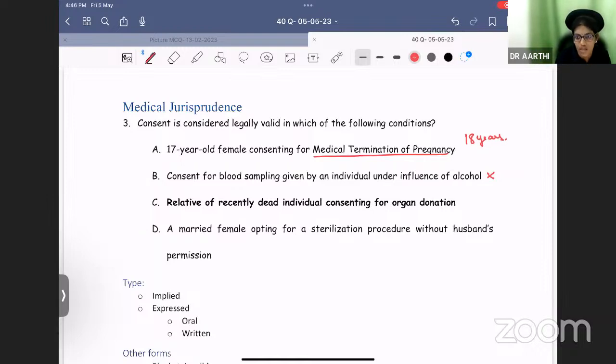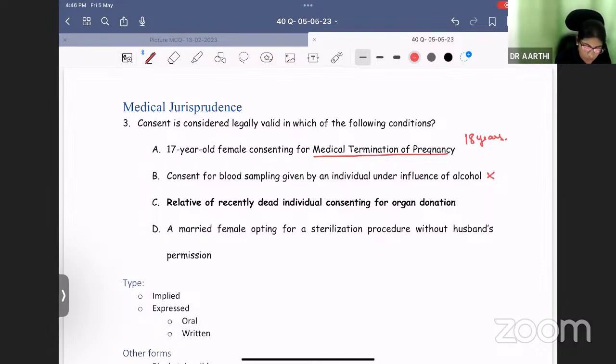Yes. So for organ donation alone, after death, it does not matter what the deceased has said. It's the relative's say that makes the whole thing. If the deceased has said, I don't want my organs to be removed, then no one can remove them. But if he has said, yes, I want to be an organ donor, or if he has not said anything about it, it falls on the relatives. The relatives will decide.